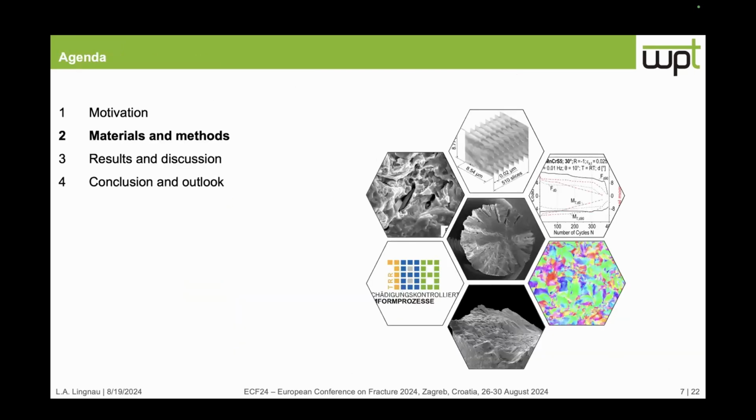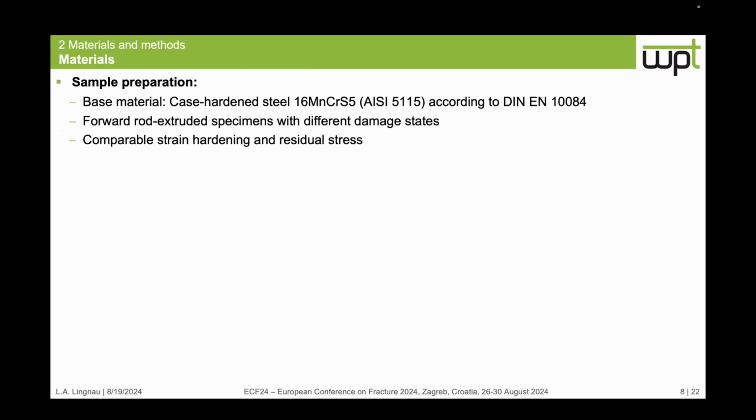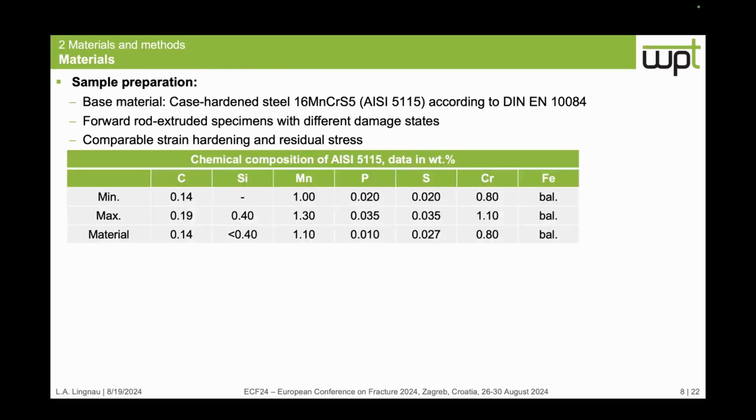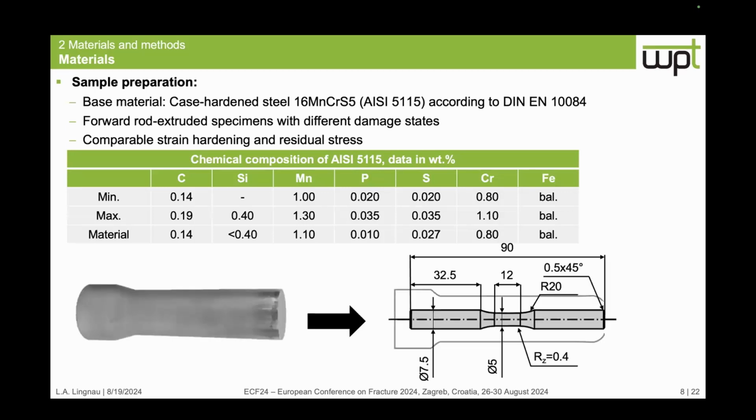Now I'll give you an overview of the material because it's important in this case. The base material is the case hardened 16MnCrS5 with the following chemical composition in weight percentage. And it has to be noted that it's forward rod extruded. And after the forward rod extrusion, the semi-finished product, which can be seen here, gets the final specimen geometry.